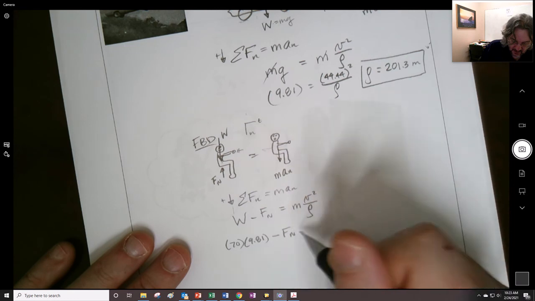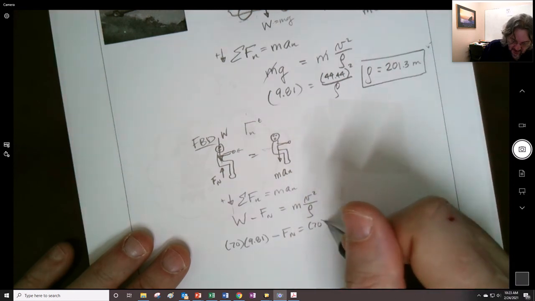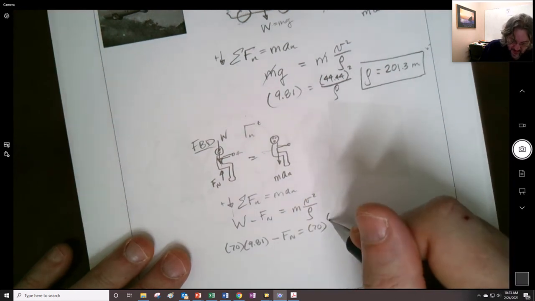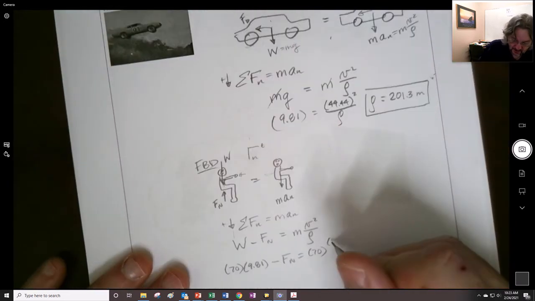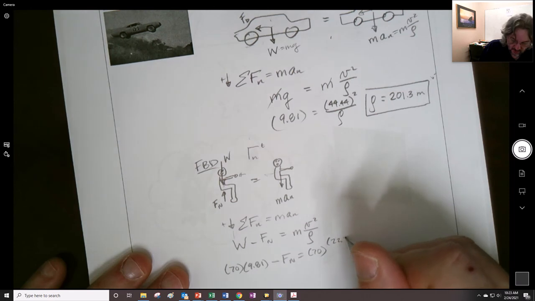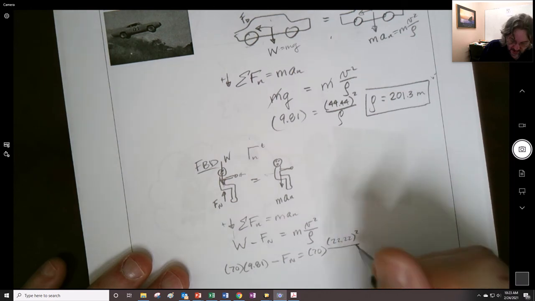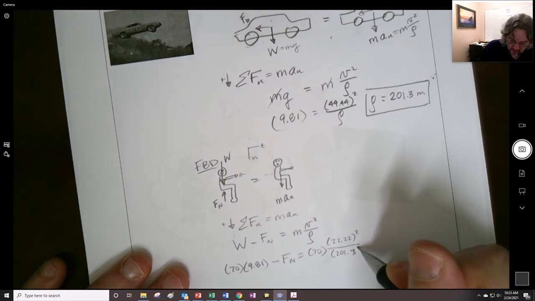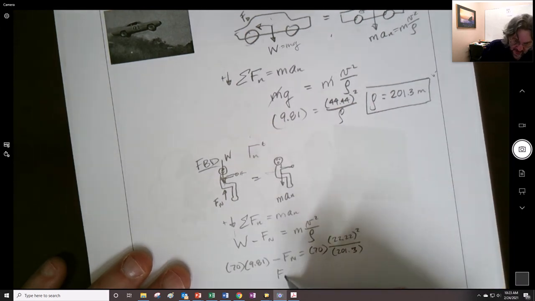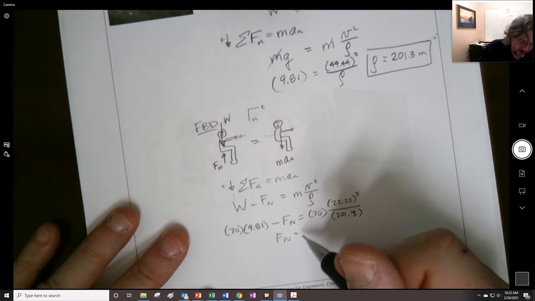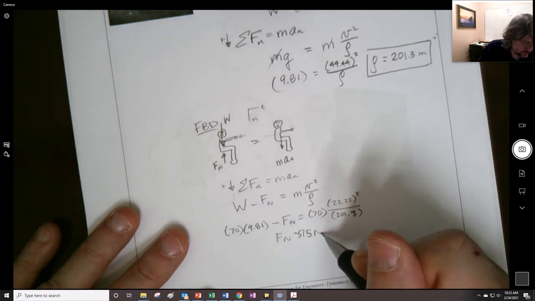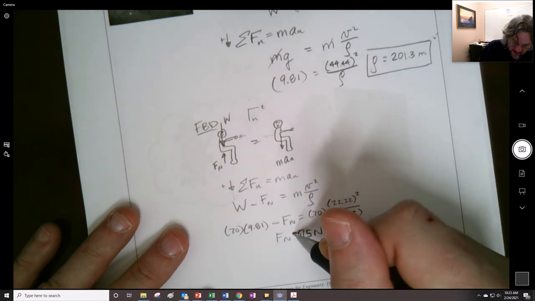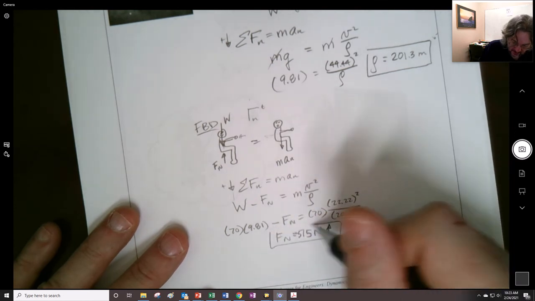Here's the thing we want to get. We're going to take the 70 kilogram dude. Now he's traveling at 80 kilometers per hour, so he's at 22.22 squared right here, and here is the radius of curvature. So we're going to find that the normal force that the guy feels is 515 newtons coming upwards. That's the force of the seat on him.